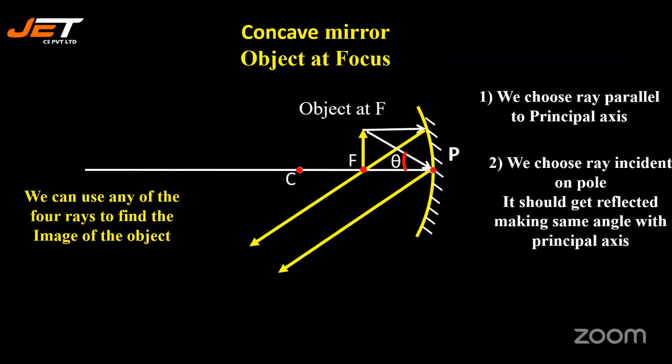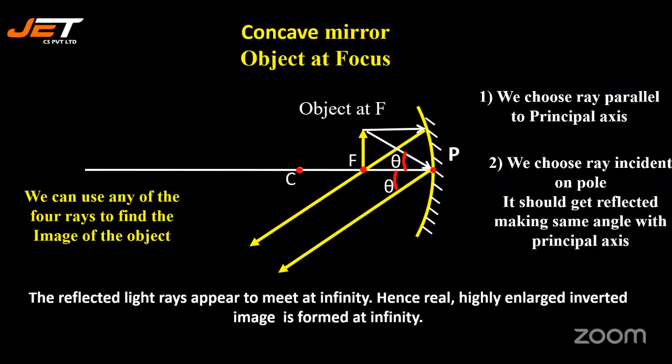If the angle made by the incident ray with the principal axis is theta, the angle made by the reflected ray with the principal axis is also theta. So the reflected rays meet at infinity, hence a real, highly enlarged, inverted image is formed at infinity. Right, you're all right again. Anjali, Aditya, Mujib, Nitin, Niti Gupta, Gauss, Lokesh, excellent.